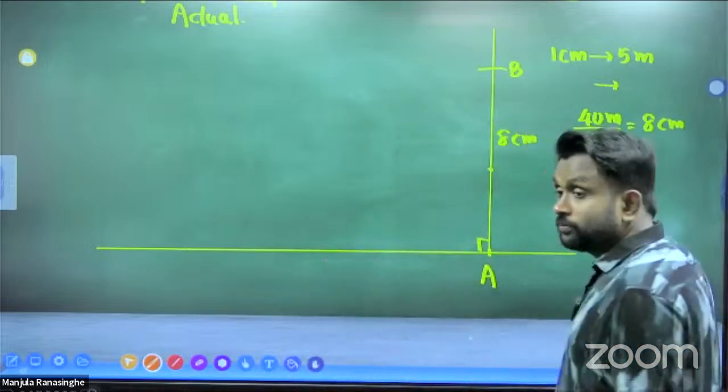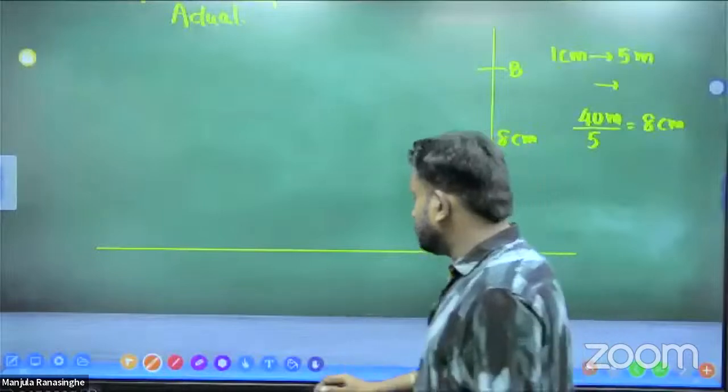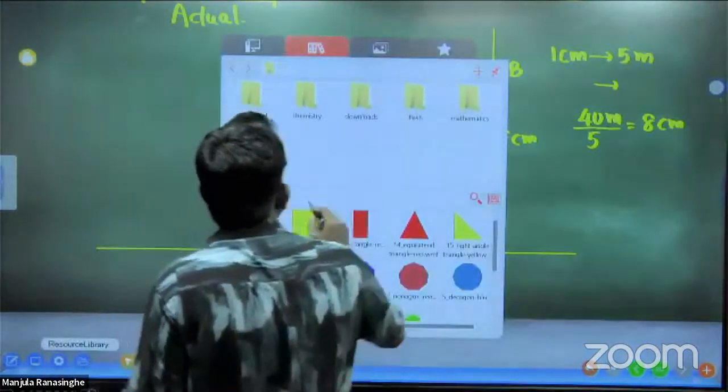Okay. Then you have to make another eye level here. So how to make the eye level using the same tool?